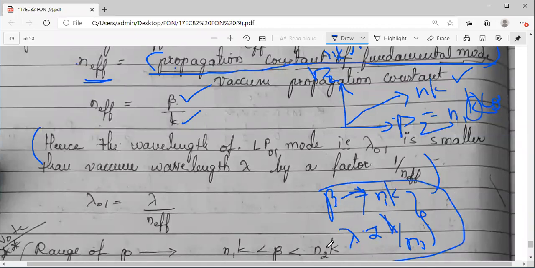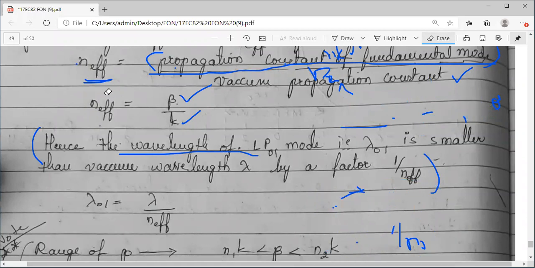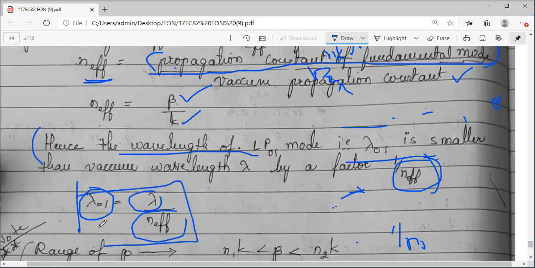So we had taken this in case of meridional rays: beta will be increased by a factor n1, but lambda will be decreased. That's why the wavelength of LP01, because we are talking about the fundamental mode LP01, which is lambda 01, will be decreased by a factor of the refractive index. The refractive index in this case is our n effective. That's why I have written here lambda 01 is your actual lambda divided by n effective. This indicates a decrease, lambda by n effective.